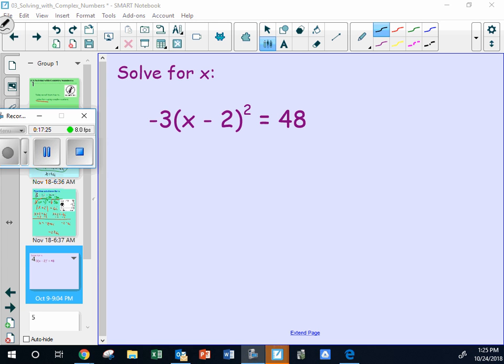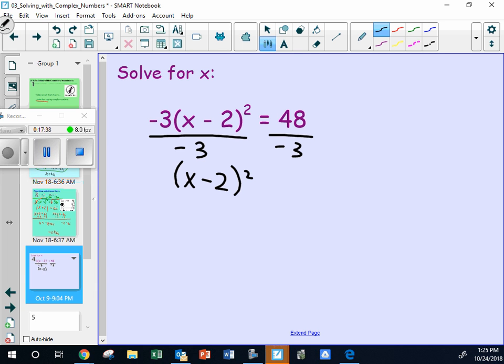So who can tell me the first step that they did? Yes. So you divided both sides here by negative 3. And so on this side, we got x minus 2 quantity squared. What did you get on the right-hand side? All right, negative 16.